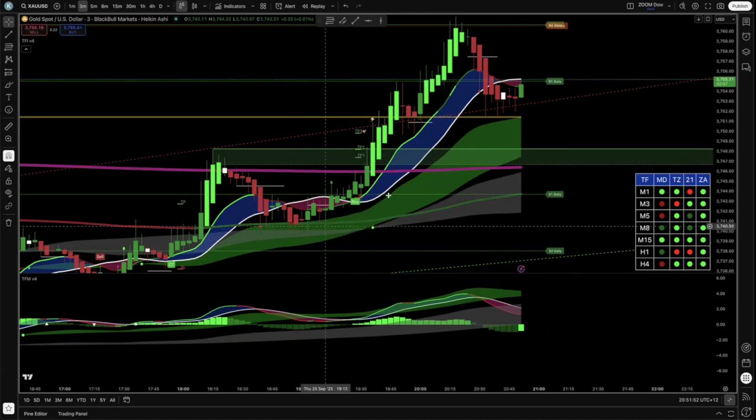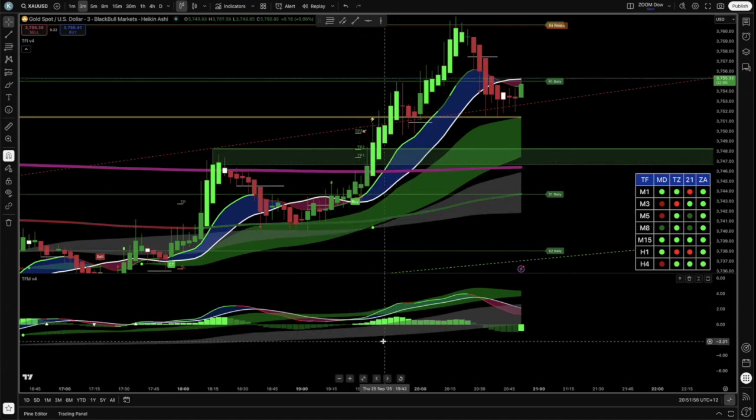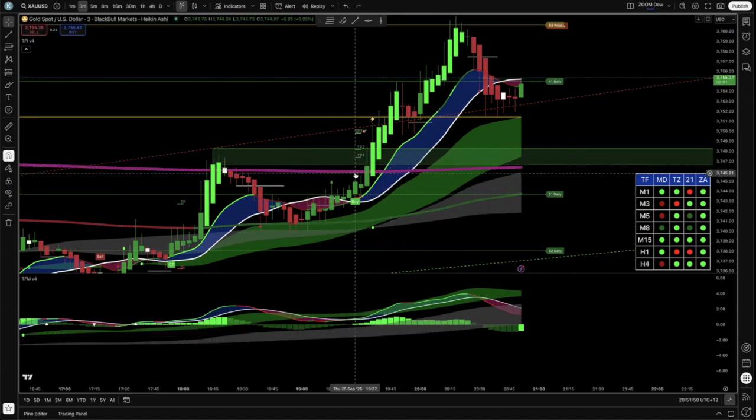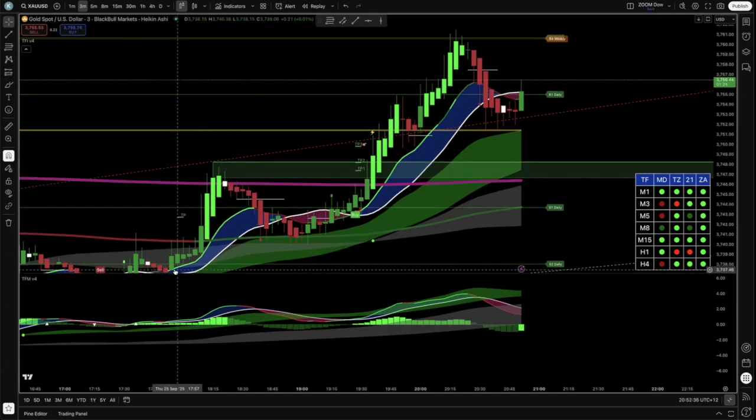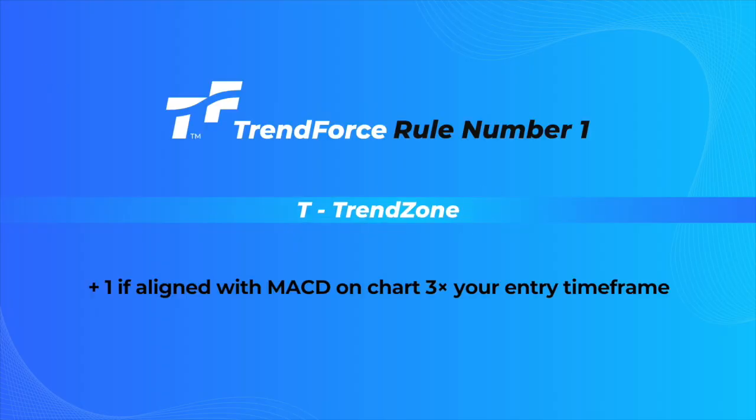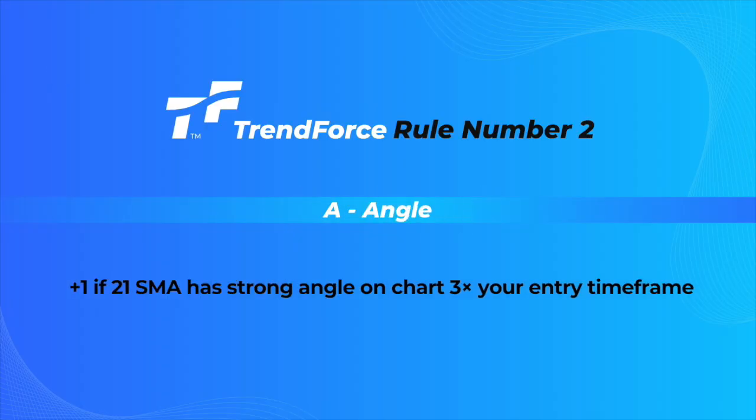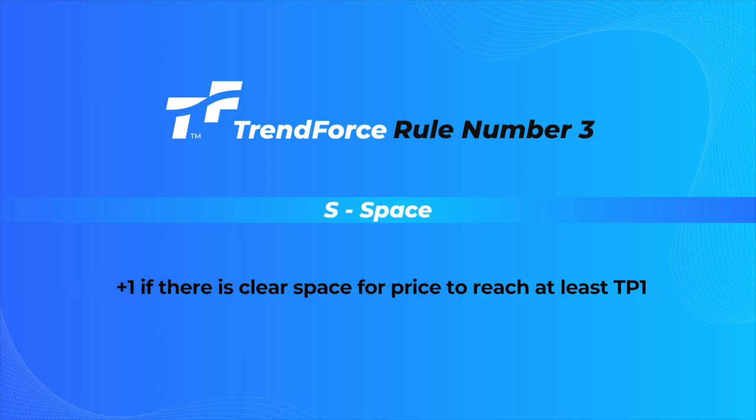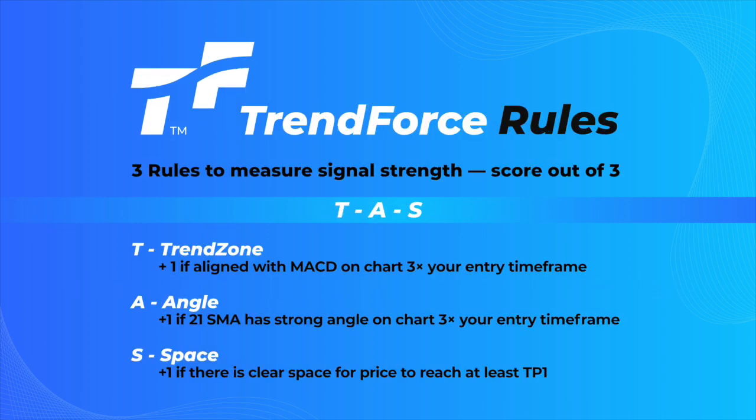It did break through because of the very strong bullish trend in both our indicators, but remember, space can be crucial. So those are our basic 3 rules: TAS. T is trend zone alignment, A is for angle, and S is for space. So if you follow those 3 rules, you will be a profitable trader.